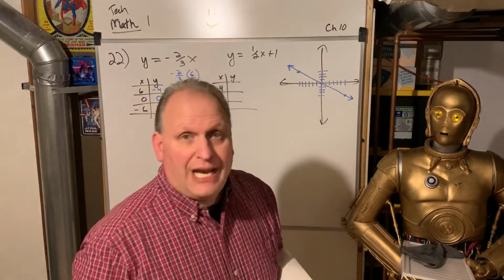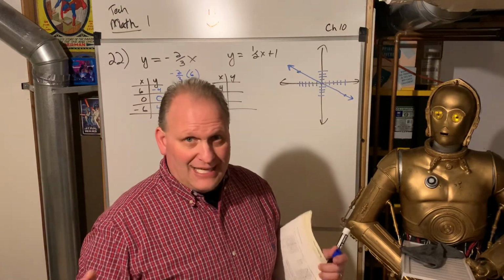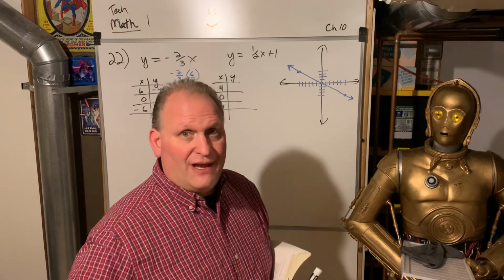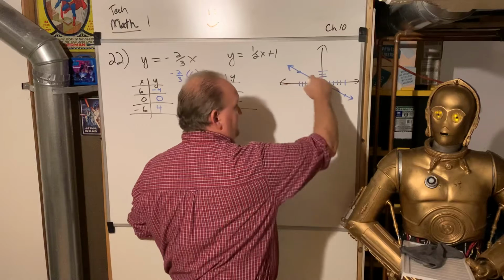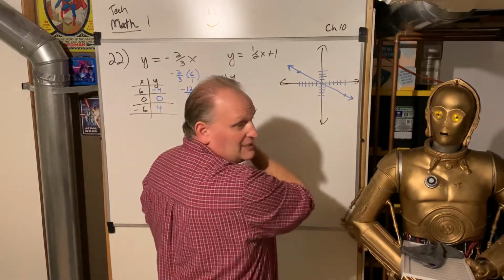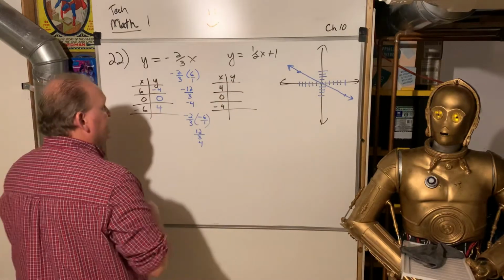If you don't put arrows on it, that means it's a finite set, meaning there is no x value after the last point that you see. So you got to make sure you put arrows on it to signify it's an infinite line. It's going in each direction forever.